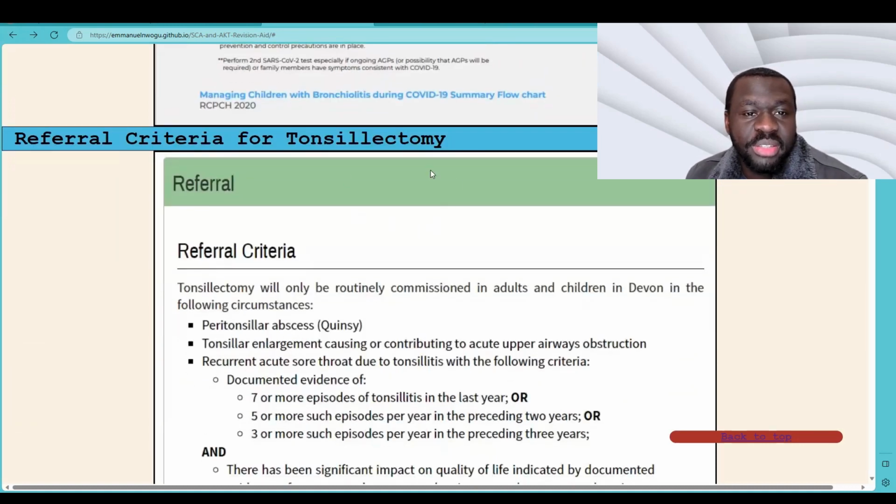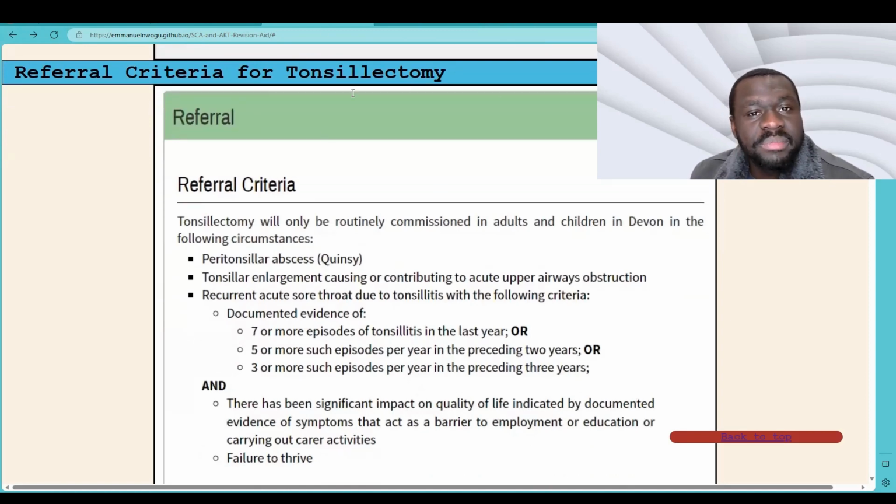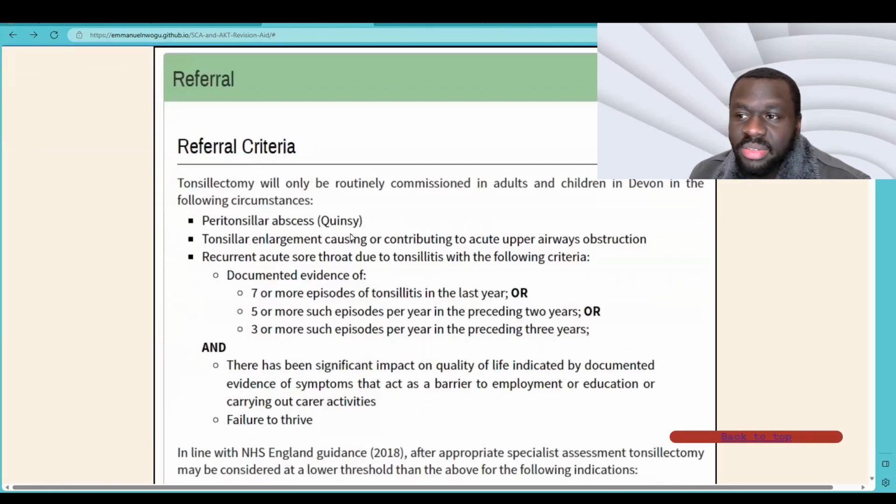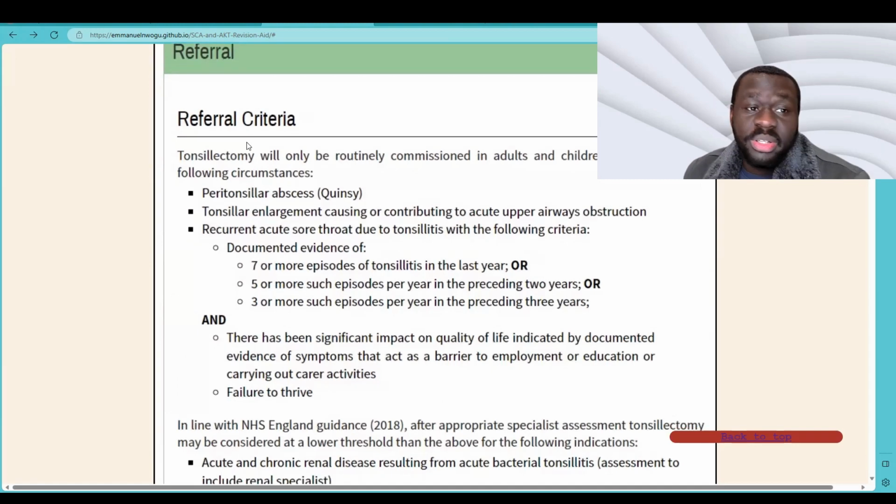So, referral criteria for tonsillectomy. Tonsillectomy will only be routinely commissioned in adults and children in Devon, because that's where I'm training, in the following circumstances: peritonsillar abscess, quinsy. If you're suspecting a peritonsillar abscess, then you need to know.